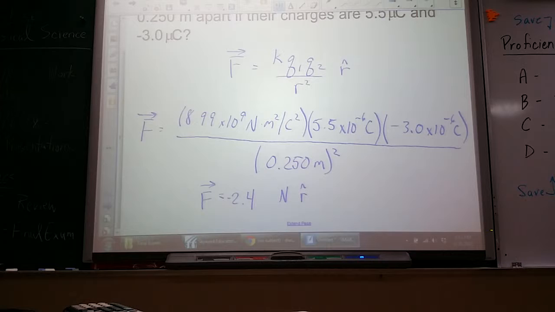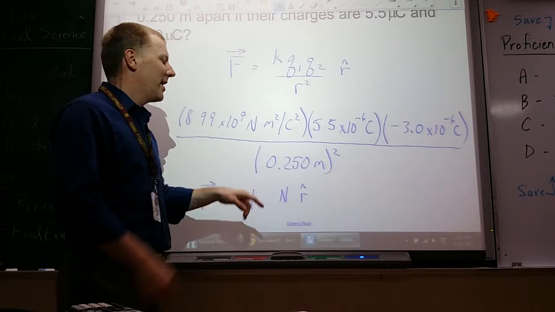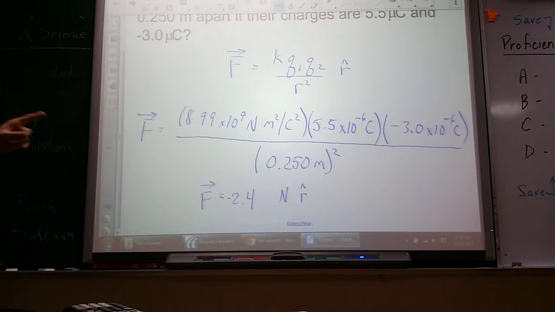What do a positive and negative charge do to one another? They attract. So if they're attracting, how could you describe this direction? Toward each other. Depending on how it's stated, this would be an okay way, but this would be an attractive force. That's what negative r hat means. Positive means they're going away from each other on the line that connects the two of them. Negative means they're coming together.